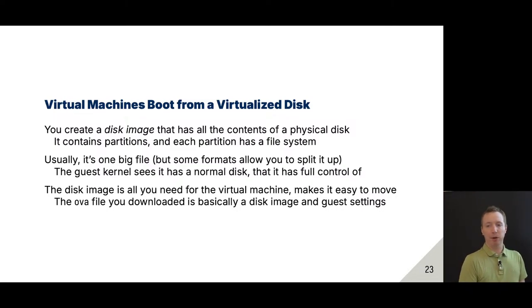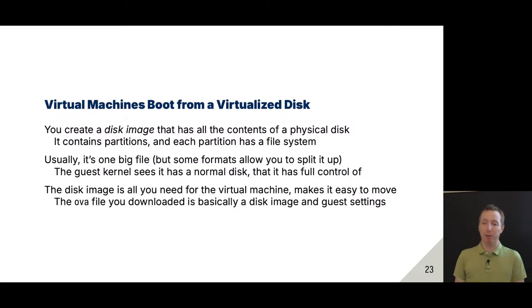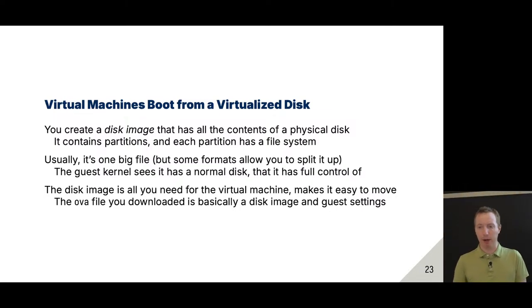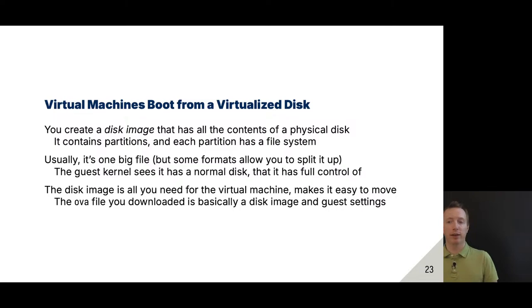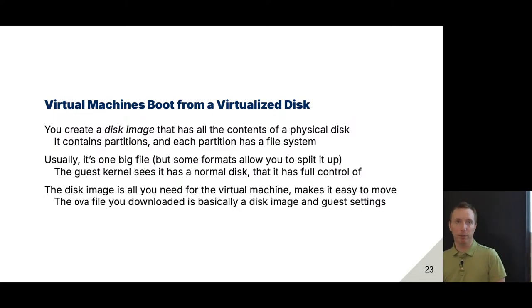It would contain partitions, each partition would have a file system on it, and in Lab 6, you're making a file system, so it would look exactly like that. Usually that big disk image is one big file. Some formats let you split it up, some let you do copy on write things, but they're all the same idea. The guest kernel just sees it as a normal disk that it has full control over, and that has all you need for your virtual machine, so it makes it real easy to move. It has your kernel on it, all your programs, all your settings, all your files, everything like that.